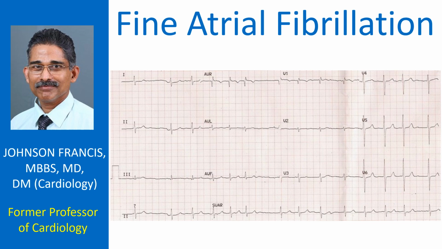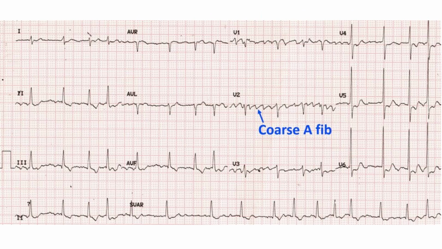Fine atrial fibrillation is AF in which fibrillary waves are fine, less than 0.5 mm or hardly visible sometimes. Coarse AF, fibrillary waves usually more than 1 mm, indicating atrial enlargement or hypertrophy. In atrial fibrillation, there is no effective contraction of the atria.